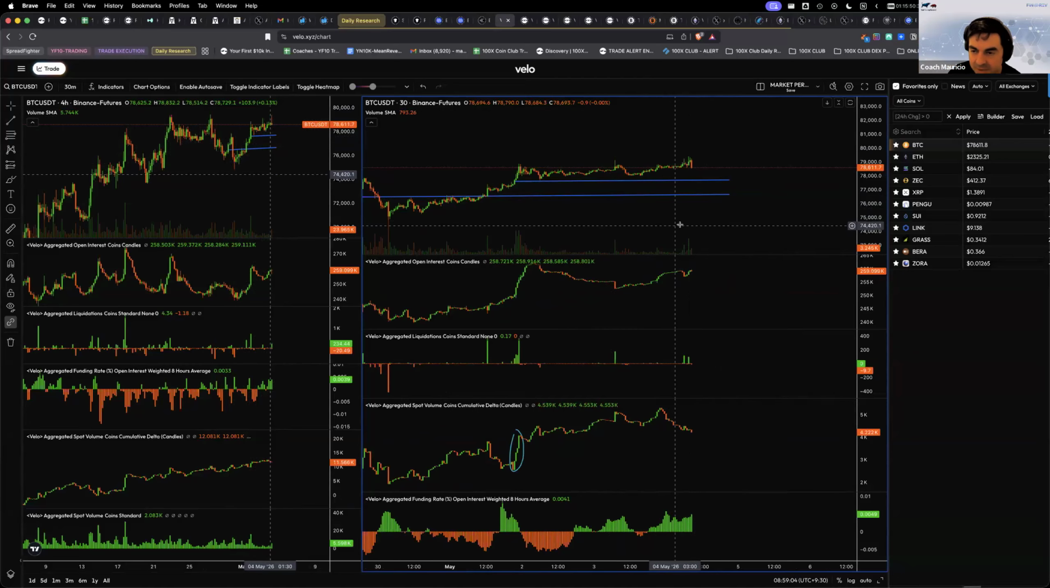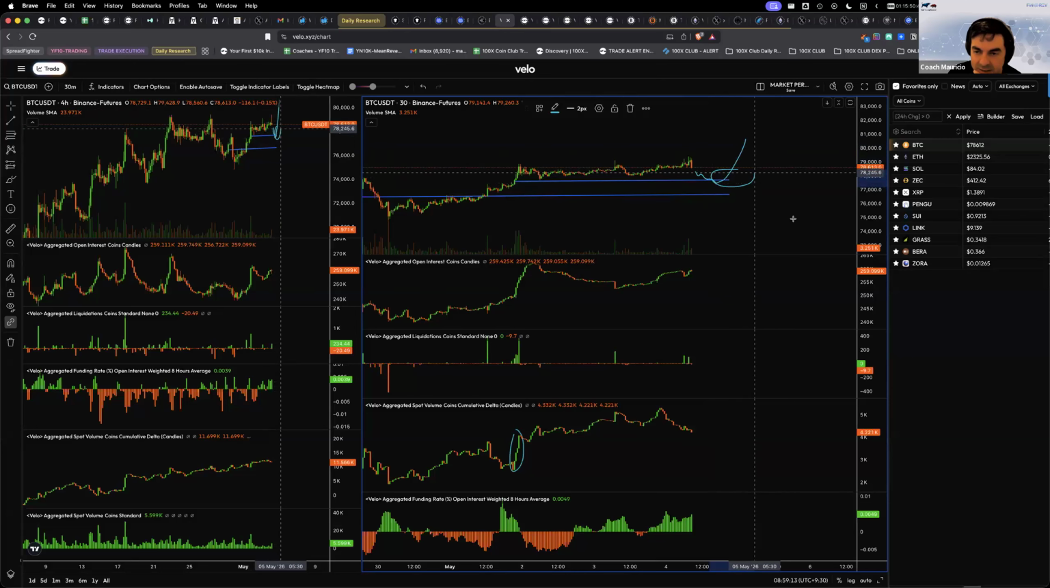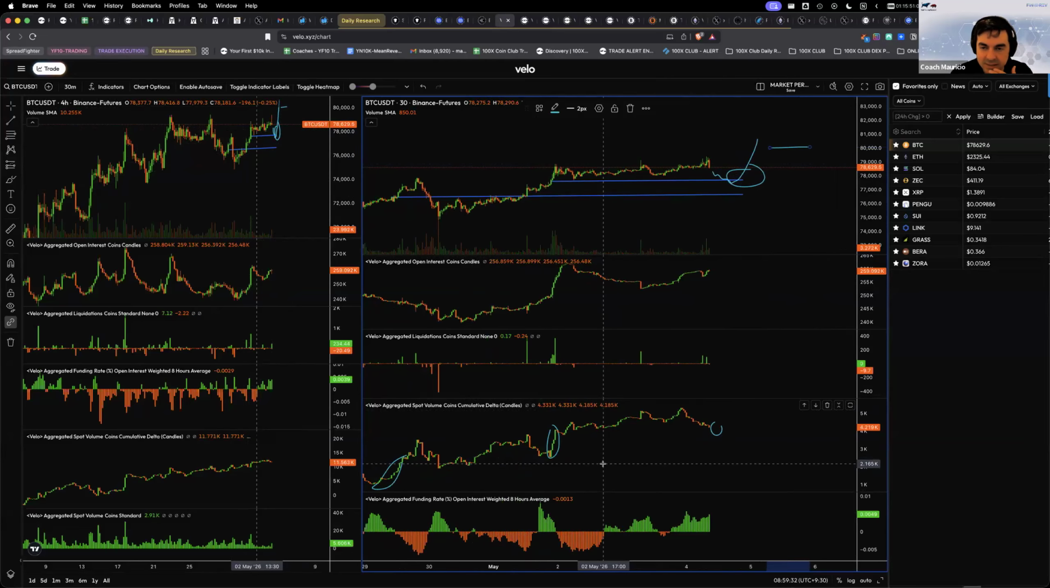Those are the levels that I'm thinking about if we do get that sweep, right? What I mean by sweep is something like this, which could be a really good setup. And if we actually see volume coming through, then we might see that breakout to 80. So I'm a little bit inclined towards the upside, to be honest, based on CVD volume. That's it. You know what I mean? That's it.